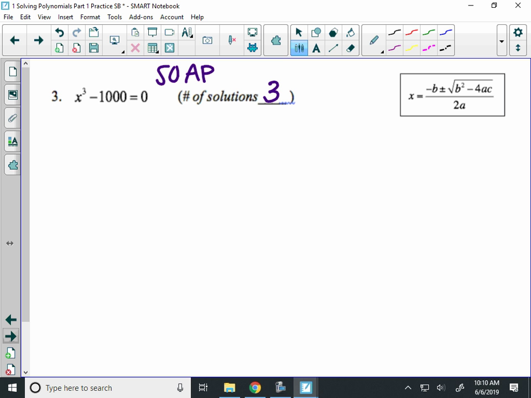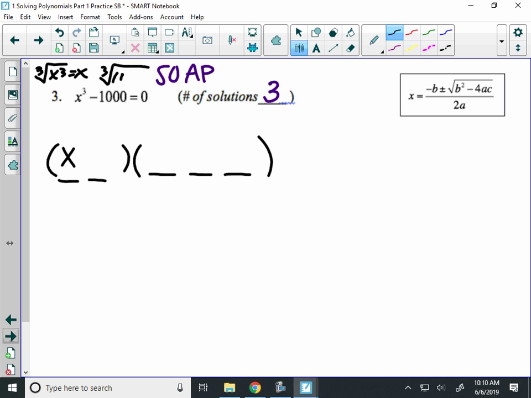All right, now, remember, when I factor with soap, I have 2 sets of parentheses. A short one with 2 blanks, and a long one with 3. To fill in the blanks, I start by taking the cubed roots. The cubed root of x cubed is x. That goes in the first blank. The cubed root of 1,000, ignore the negative, is 10.